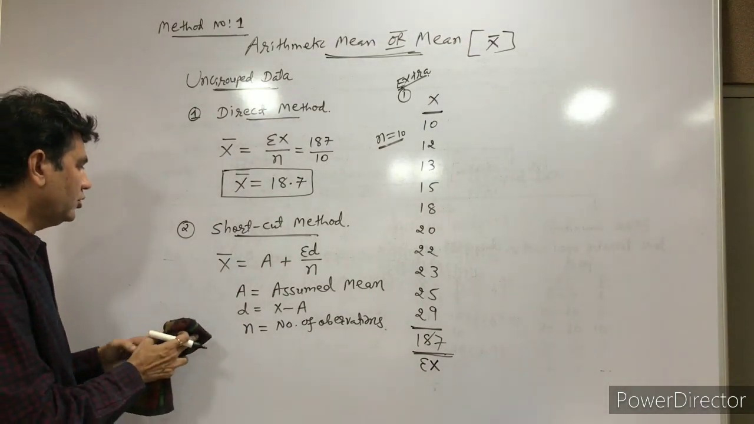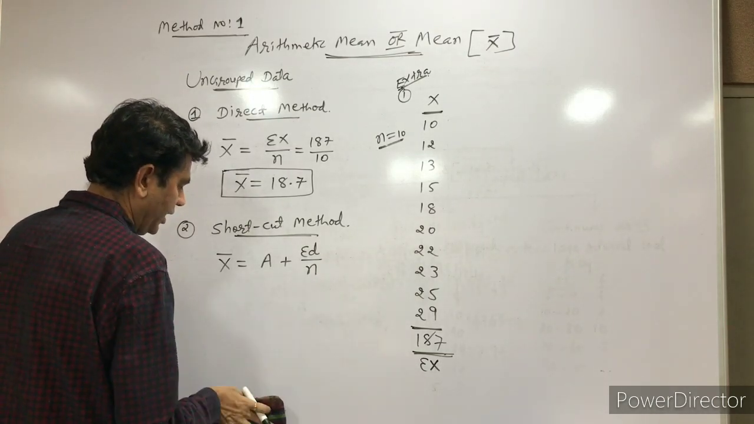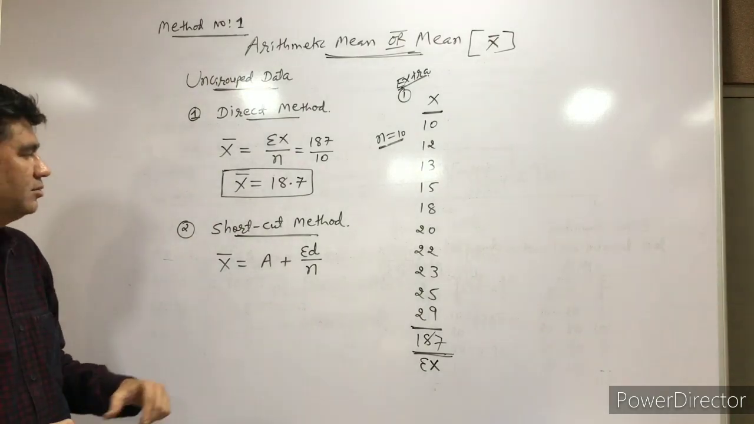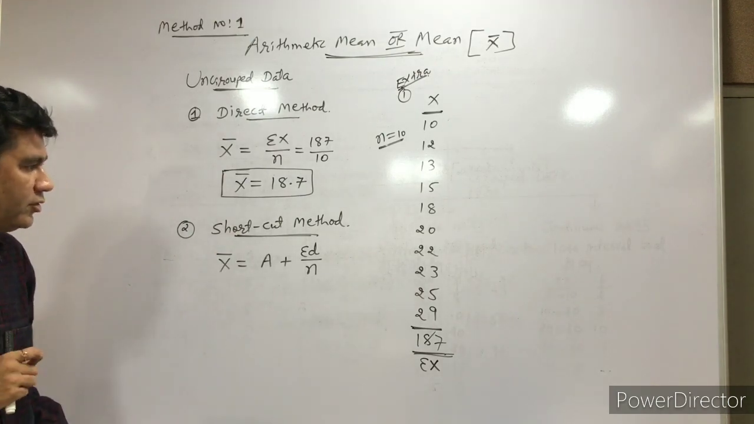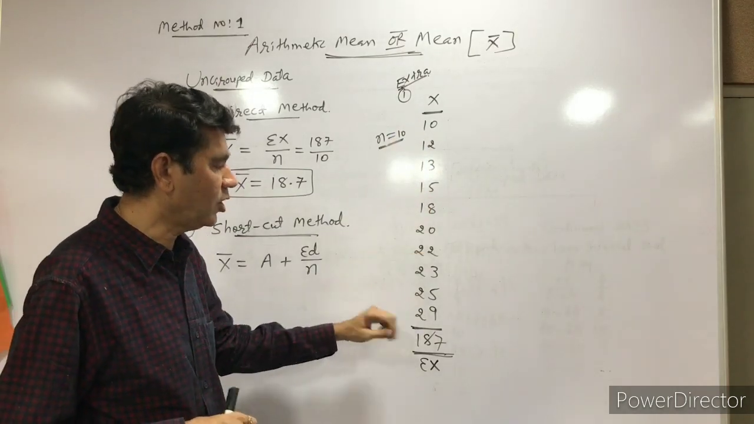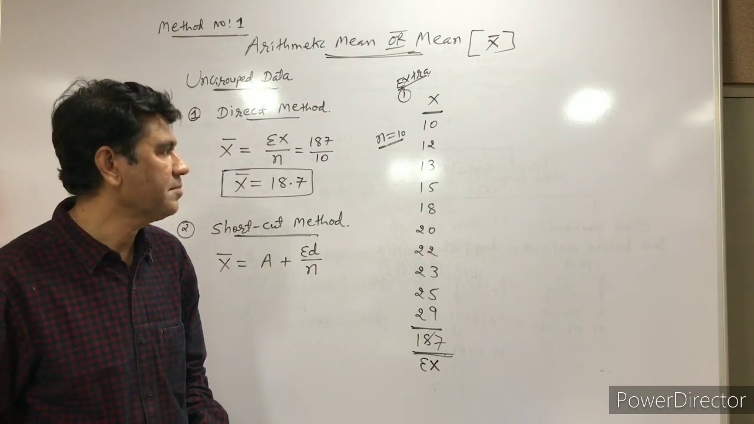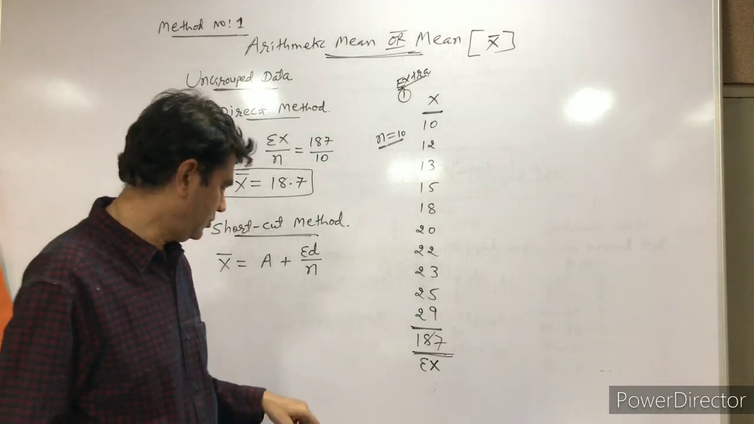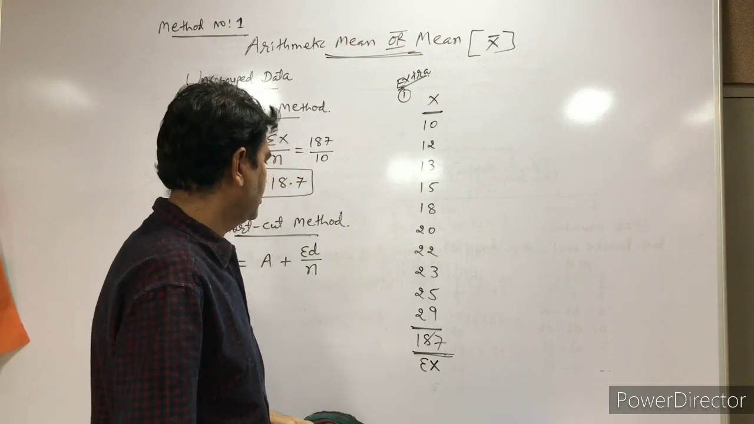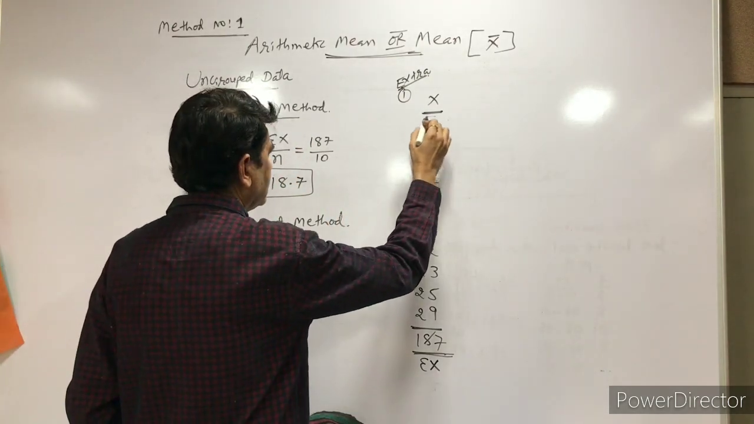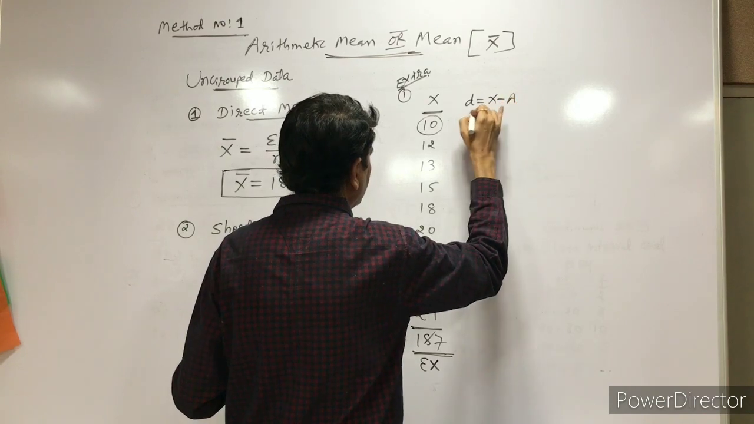Okay, now we want to apply the shortcut method. So refer to the formula for the shortcut method: x bar is equal to a plus sigma d upon n. To apply the shortcut method, we have to assume any value from the observations. You can assume any value, the answer will remain the same. But if we assume the smallest data, the calculation will become very easy. So the smallest data is 10. So I assume a is equal to 10.